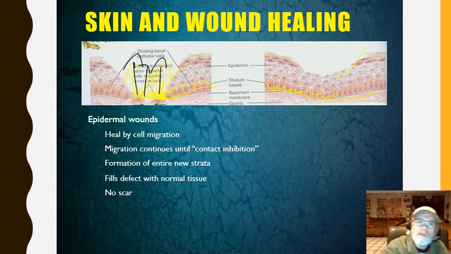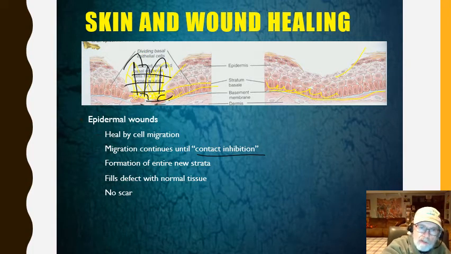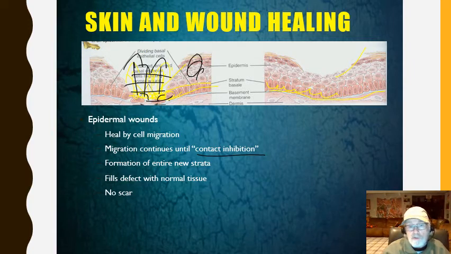Okay, once one side meets the other side, it stops, and that's called contact inhibition. Okay, and then what happens is you create a layer in here. That layer then creates another layer, and then you regenerate all those individual layers of the epidermis. It fills the tissue normally, and there's no scar, which is an advantage in regards to very superficial wounds.